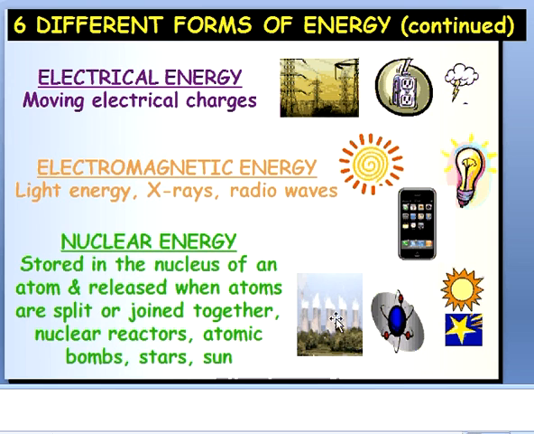Nuclear energy from a nuclear reactor. On the sun, you see that happening. Stars. It's stored in the nucleus of an atom, and I think you've probably gone through previously how an atom looks, and you have that nucleus right in the middle that has the protons and the neutrons in it. And when atoms are split or joined together, then you have what is called nuclear energy.